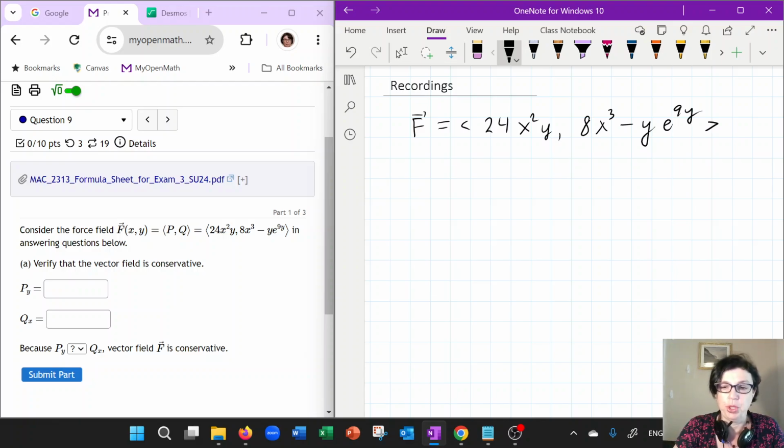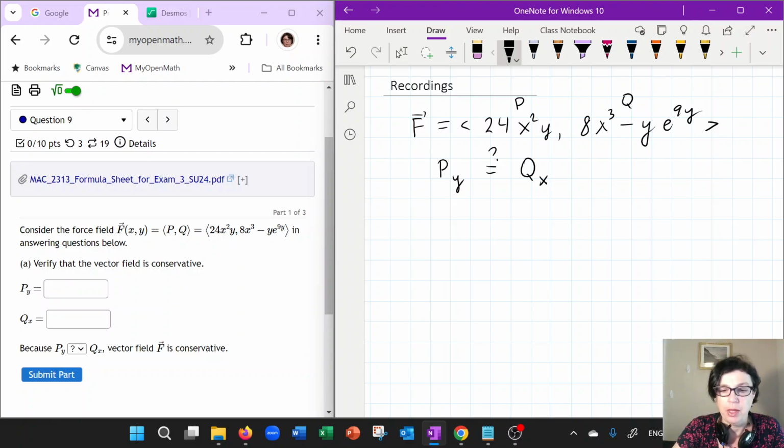The first step to check that it's conservative is to denote the first component as, let's say, P, and the second component as Q. We want to know if the derivative of P with respect to y is equal to, yes or no, the derivative of Q with respect to x. If that happens, then yes, this field is going to be conservative.